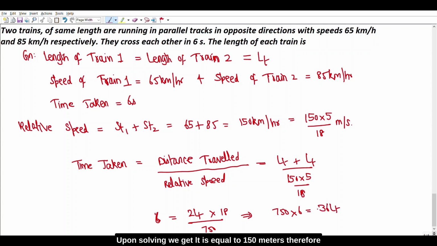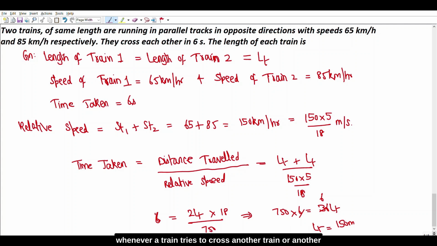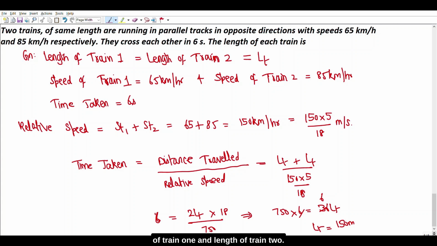Upon solving, we get LT is equal to 150 meters. Therefore, length of train 1 is equal to 150 meters and length of train 2 is also equal to 150 meters. So, with these two questions, we have clearly understood that whenever a train tries to cross another train or another object which is moving, then we need to find the relative speed, as well as the distance traveled becomes length of train 1 and length of train 2.